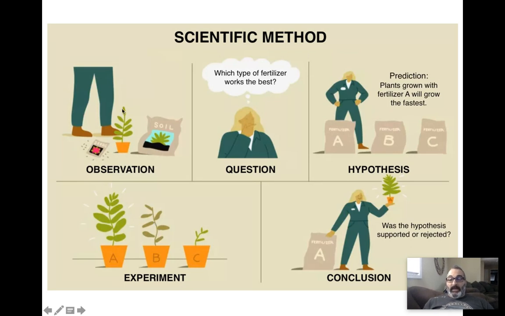The scientific method begins with something that is observed. You're using your senses. In this case, the senses were the eyes. This person was looking down and noticed there are some seeds, there are plants that are growing, there's some soil. So they're observing, seeing stuff going on. Based on this observation, this person says, I've got a question. These observations lead them to ask a question to themselves: what type of fertilizer would work the best? Which fertilizer would work the best?